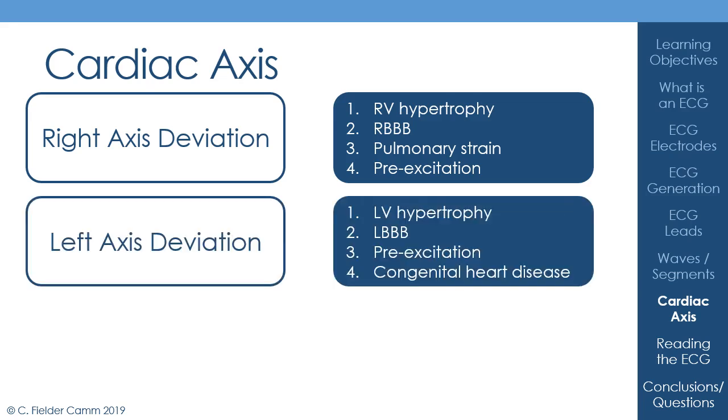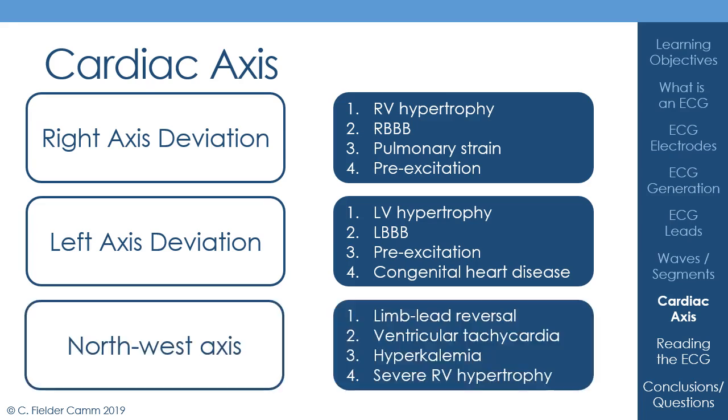Left axis deviation, being somewhat the opposite of right axis deviation, is caused by an opposite set of things. Particularly it's caused by left ventricular issues, so left ventricular hypertrophy, left bundle branch block, pre-excitation again if that accessory pathway is in a particular location, and some forms of congenital heart disease. Those would be the big ones to talk about.